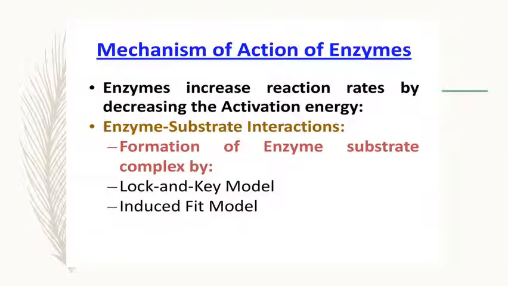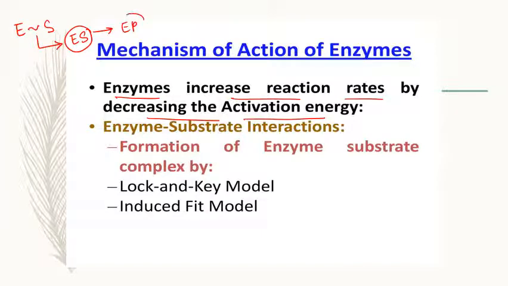Okay, this is the mechanism of enzyme action. Enzyme increases the reaction rates by decreasing the activation energy. What is activation energy? It is the energy required by the reactant molecules to get converted into the product. Whenever enzyme reacts with a substrate, it will form a bond with the substrate and form a complex ES, right? This later changes to EP, which again changes to enzyme plus product. This is what we have seen.